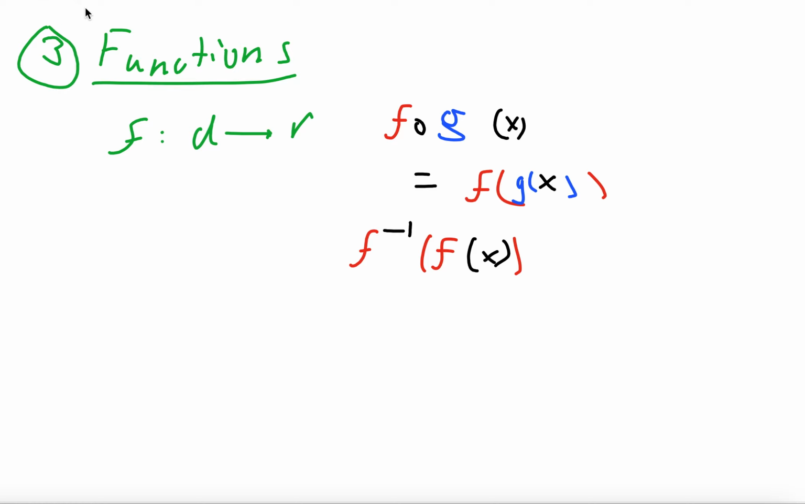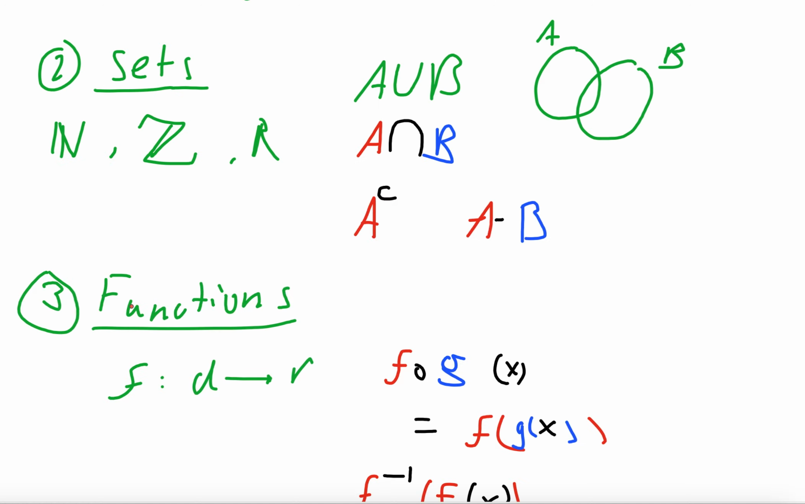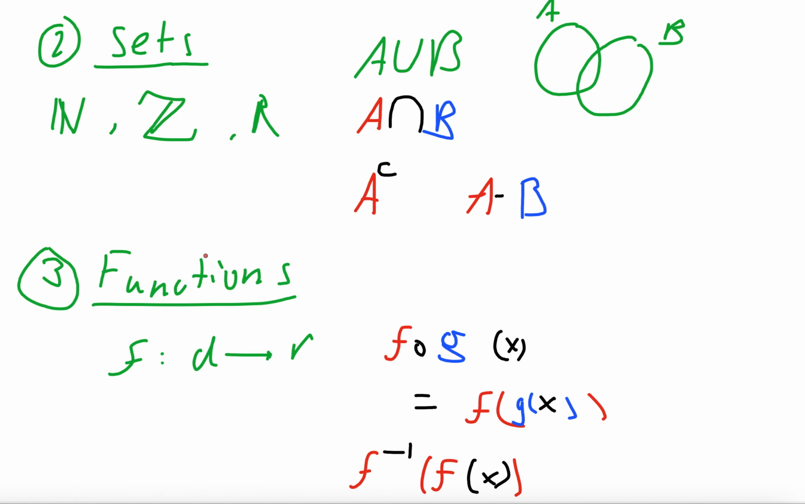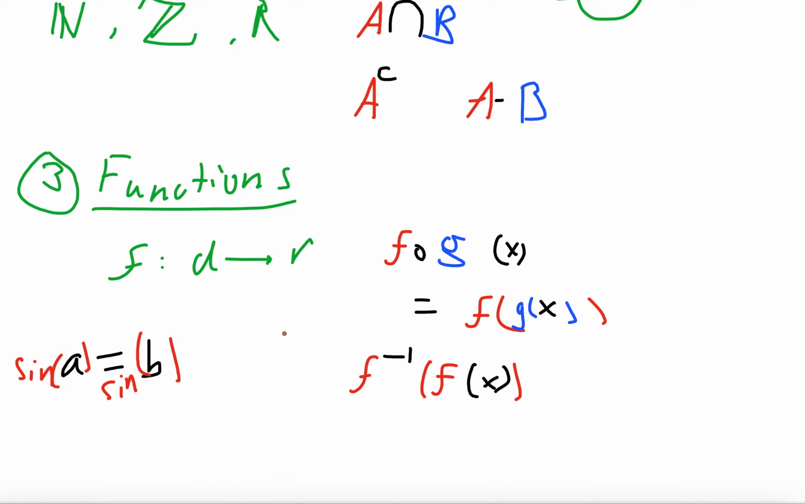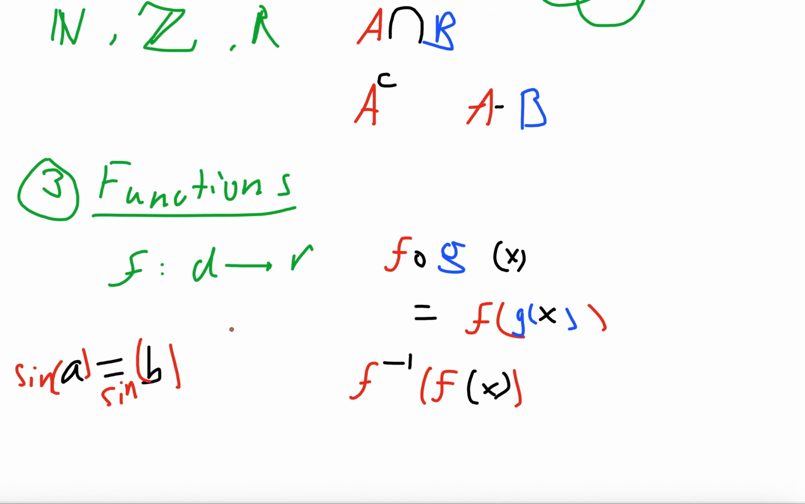And they include operations with numbers. So functions can also take on numbers. So for example, if a number a is equal to a number b, then it's logical to assume that the sine of a is equal to the sine of b. And that's why functions are operations with numbers, all right? That's a very important idea for functions.